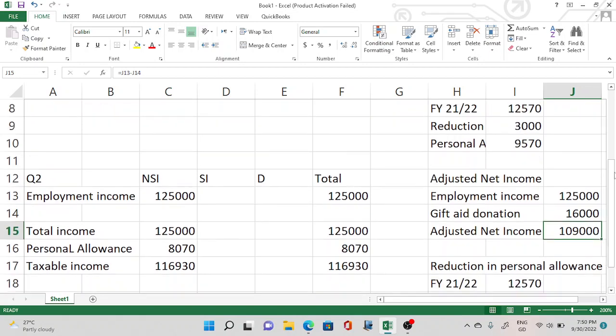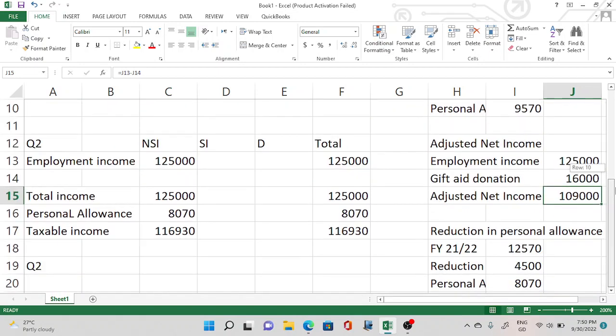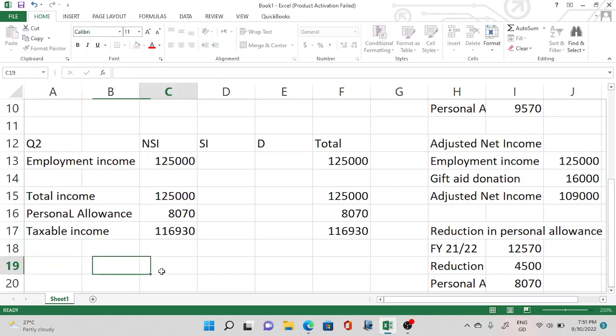So for the personal allowance, the formula is: 109,000 minus 1 lakh, over 50%. That's how it's reduced, and now this is my taxable income. Fine. Okay, let's move on.